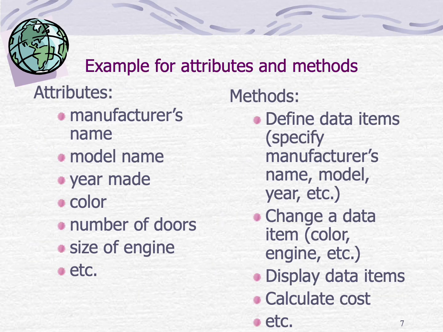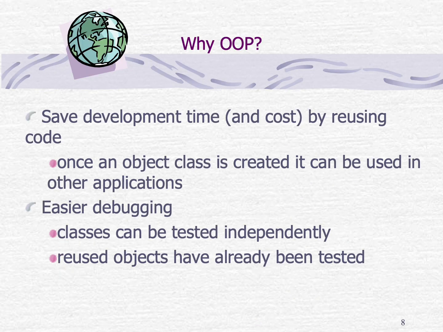7. Example for attributes and methods. Attributes: manufacturer's name, model name, year made, color, number of doors, size of engine, etc. Methods: define data items, specifying manufacturer's name, model, year, etc. Change a data item, such as color, engine, etc.